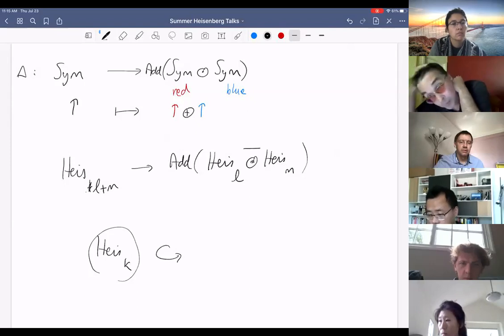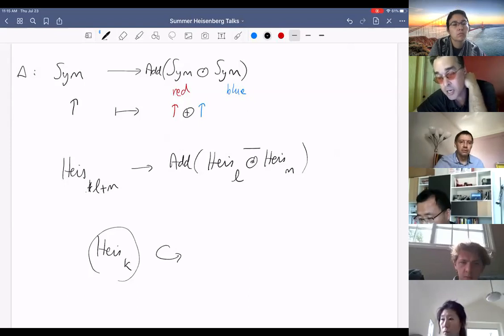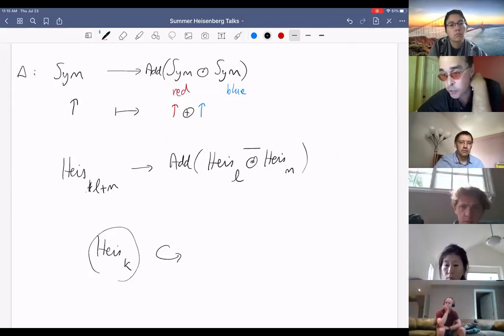Maybe, but I was actually going to try to talk about the general theory of abelian module categories over Heis K. I wasn't going to talk about this categorical co-multiplication. That's just somehow a tool.